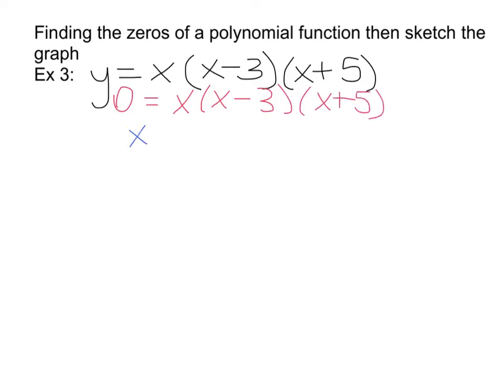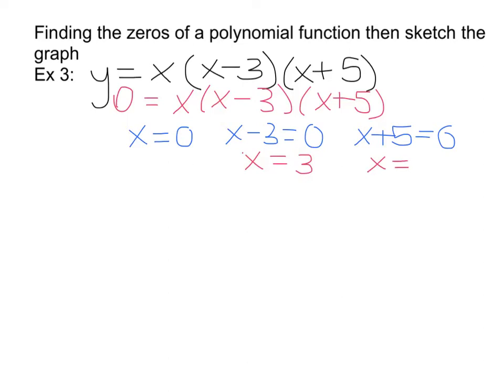So the first one, x equals 0, that's already solved for. Then x minus 3 equals 0, and x plus 5 equals 0. So to move negative 3 to the other side, we are going to add it. So we get x equals positive 3. To move positive 5 to the other side, we're going to subtract it. So you get x equals negative 5.